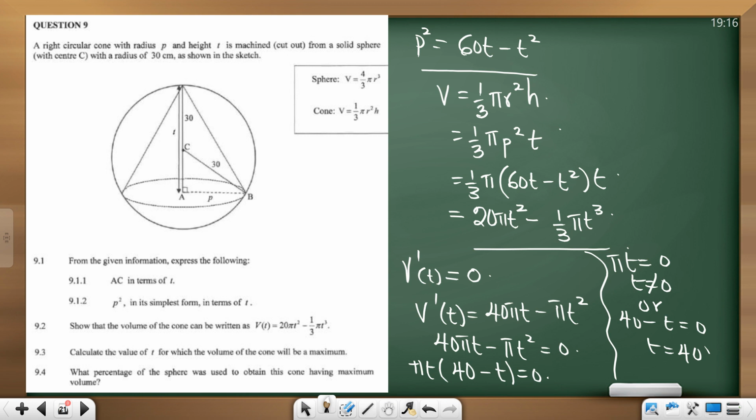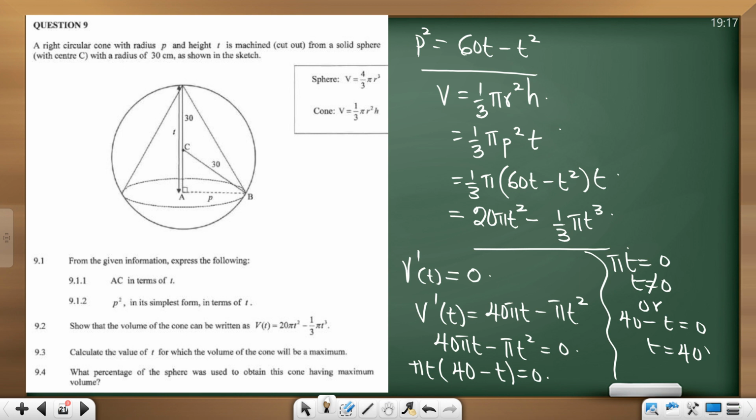What volume of the sphere was used to obtain the cone having maximum volume? Or what percentage? All you need to do is to calculate the volume of the sphere. It's just normal percentage. You got 5 out of 20. What's it going to be? 5 over 20 multiplied by 100. That's all. So the volume of the cone divided by the volume of the sphere multiplied by 100. We are done with that thing that looks scary. Maths has the tendency to scare you just by its size.